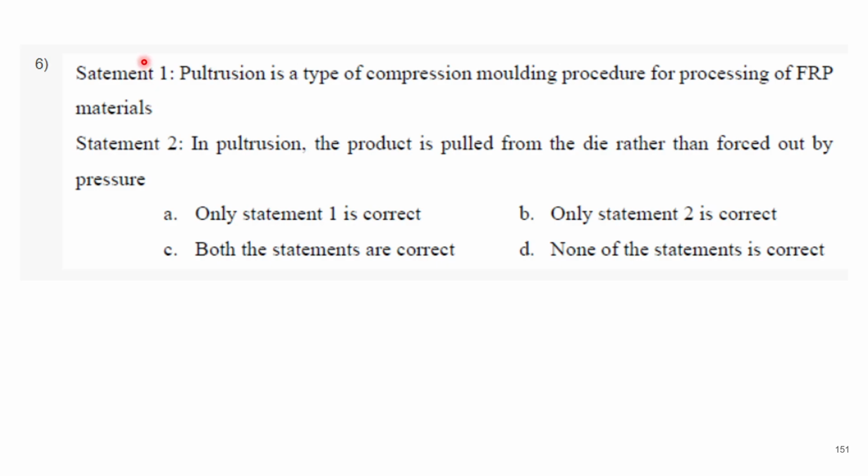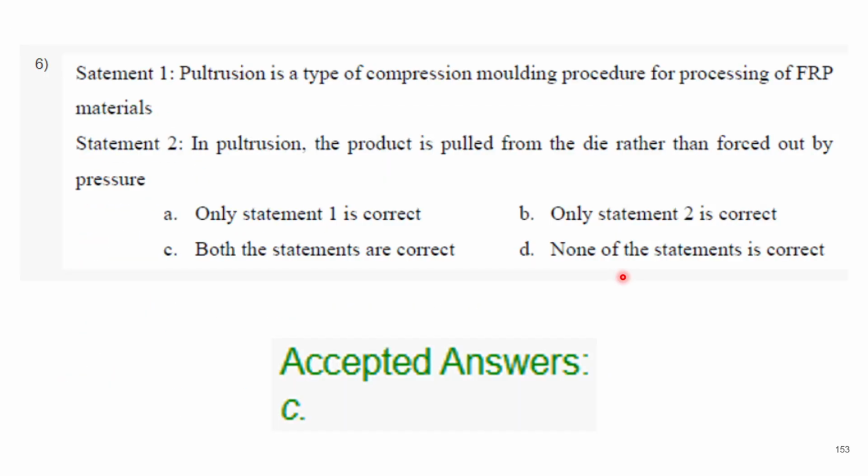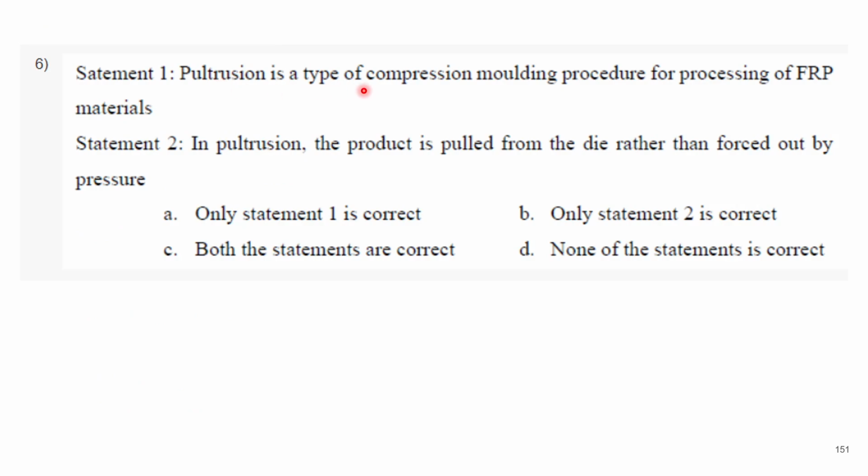Sixth question, statement 1, pultrusion is a type of compression molding procedure for processing of FRP materials. Statement 2, in pultrusion, the product is pulled from the die rather than forced out by pressure. So A, 1 is correct, B, 2 is correct, C, both are correct, D, none of them is correct. Okay, so if you remember, pultrusion is obviously a type of compression molding for processing of FRP material.